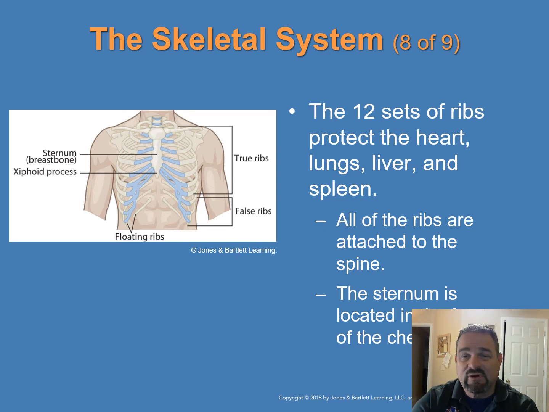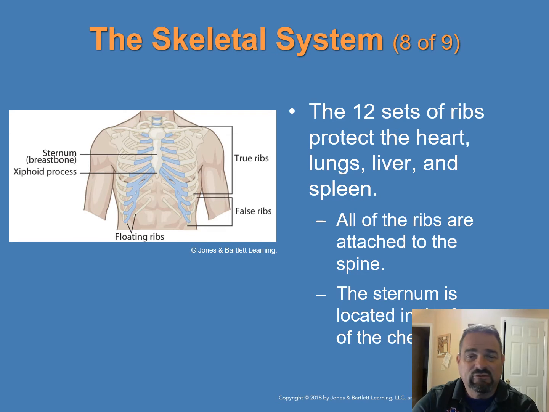A bridge of cartilage connects the ends of the 6th rib through the 10th rib sets to each other and also to the sternum. The 11th and 12th rib sets are called floating ribs because they are not attached to the sternum. The sternum is located in the front of the chest. The pointed structure at the bottom of the sternum is called the xiphoid process.